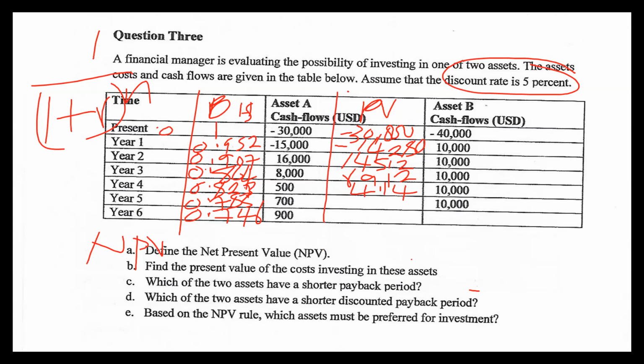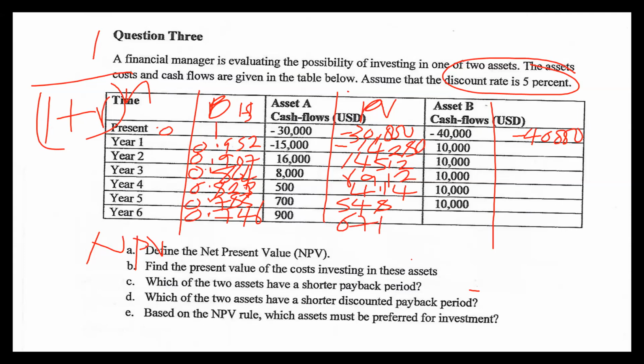We have 548.1. What about the last one? It's 0.746 times 900. I have 671.4.